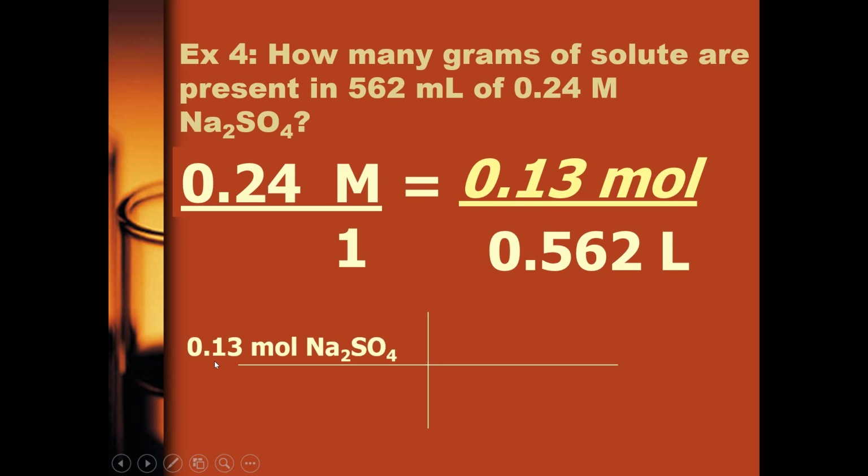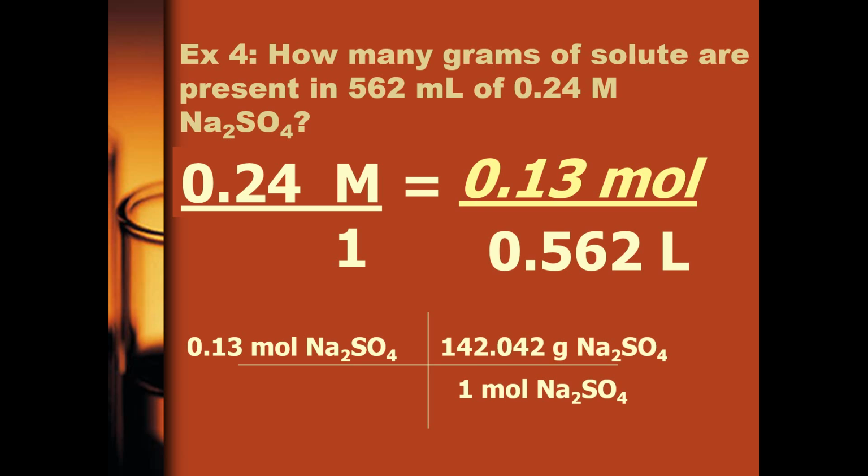So here is our number of moles, 0.13 moles. We're going to use the molar mass of Na2SO4 to convert into grams. So take a moment, get out your periodic table, and calculate the molar mass of Na2SO4. What you would do is you would add up the mass of sodium, multiply it by 2, add it to the mass of sulfur, and add it to the mass of oxygen times 4. Take a moment to do that. And if you are ready, you would have calculated that in 1 mole of sodium sulfate, there are 142.042 grams of sodium sulfate.